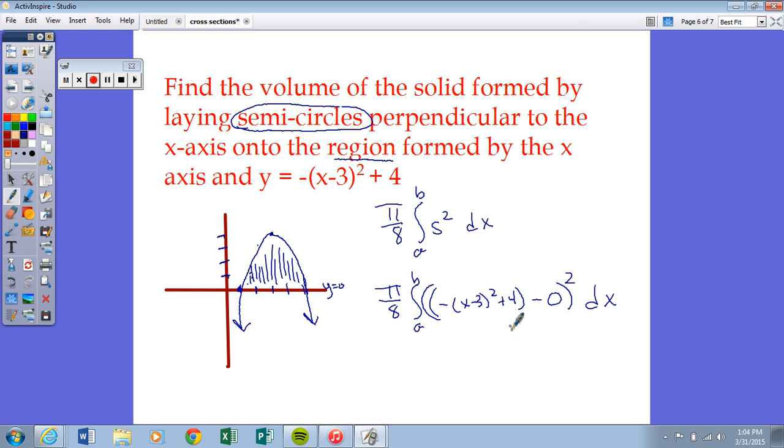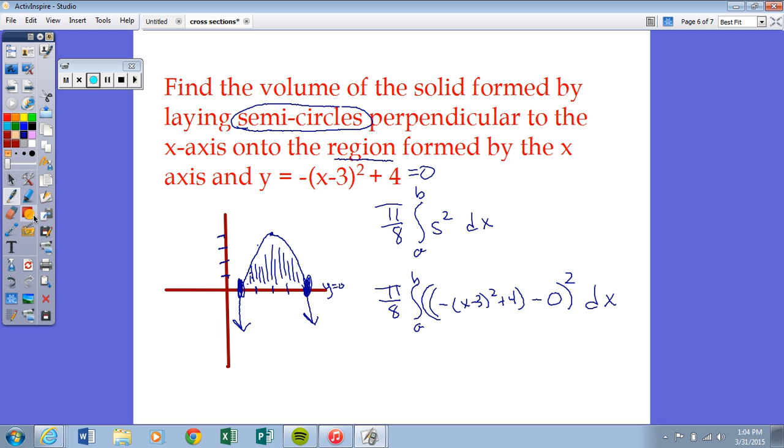And now the only thing left to do is to find your A and your B. Well, A and B are your left and right, where this starts and where this stops. So it's right here and it's right here. And if you can't tell from the graph where that is, we could always find that by setting this equal to 0 and solving, and that's going to help us figure out those 2 points.